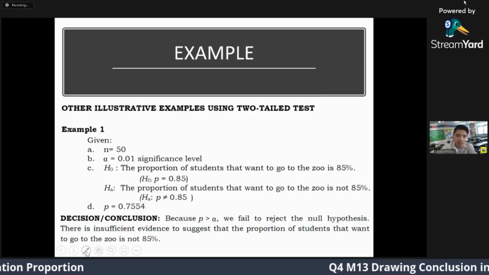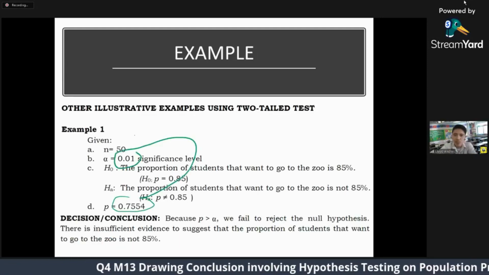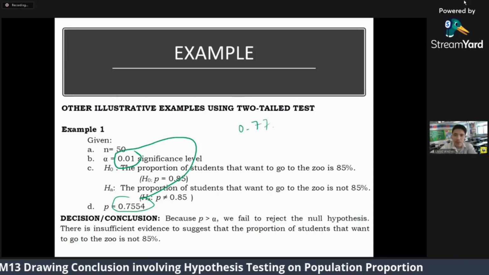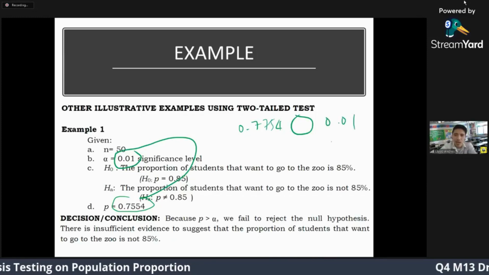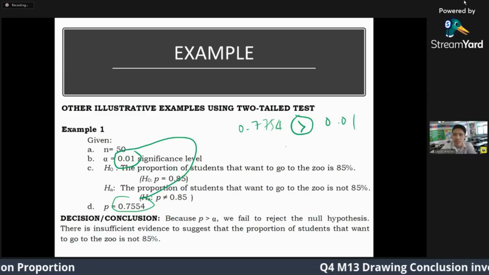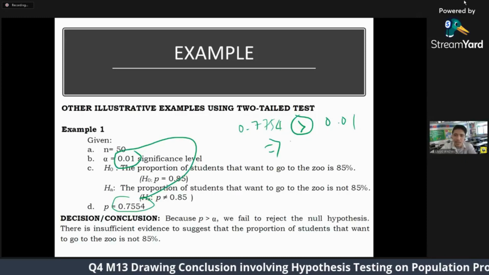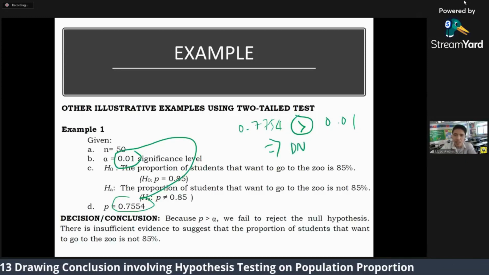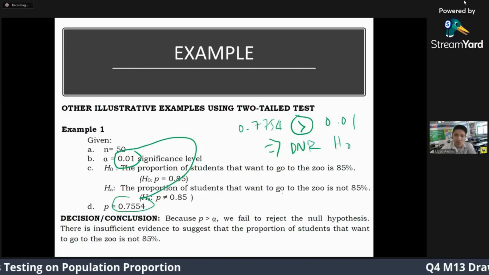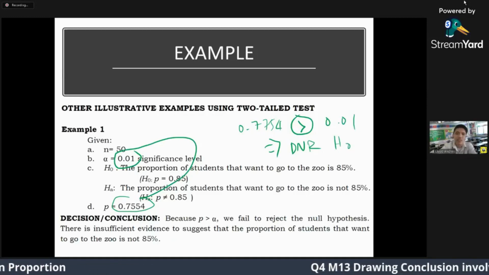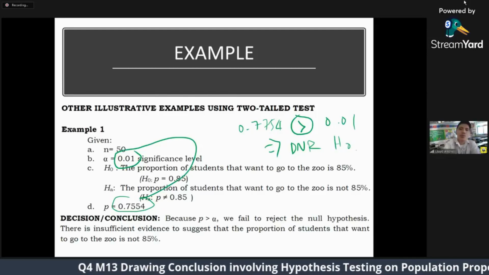So, again, you simply have to compare your p-value to your alpha. So, 0.7754 compared to your 0.01 is clearly greater than. Since it is greater than, in the p-value approach you only reject if it is less than. So, meaning, you should not reject the null hypothesis. In conclusion, there is insufficient evidence to reject the null hypothesis. So, that is the use of the p-value.